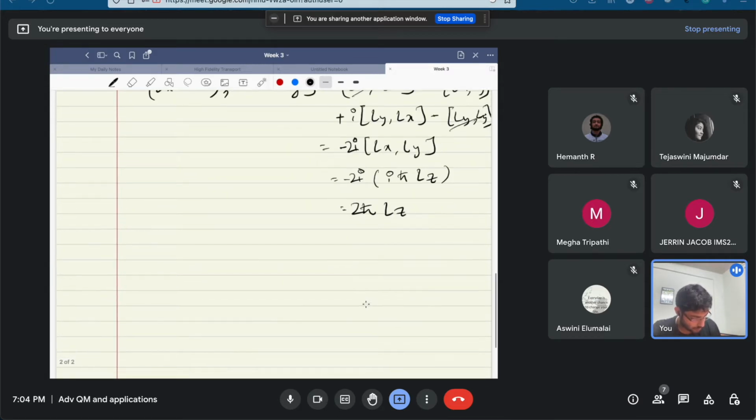And the second one is the more important one, which we are going to use to find the eigenvalues of the L plus and L minus operators, which was also an open question in the lecture. So this is something which can be very useful. Lz.